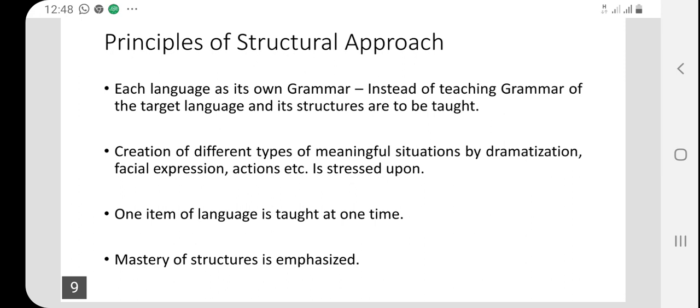And mastery of the structure is emphasized. The purpose of adopting sentence structure is that the stress is on having mastery, competence, or a strong grip on the structure.